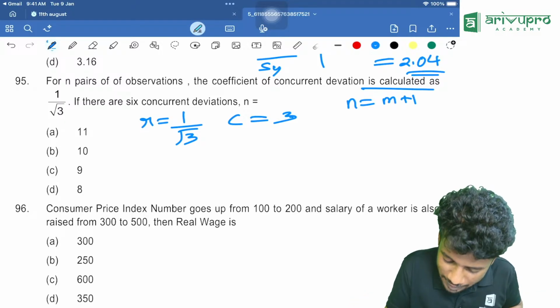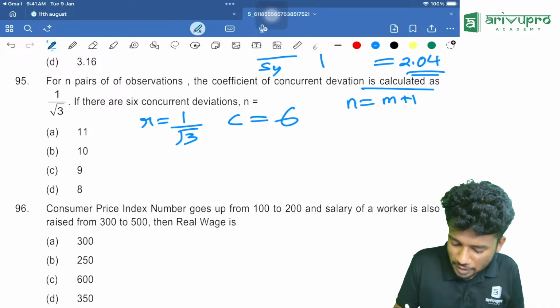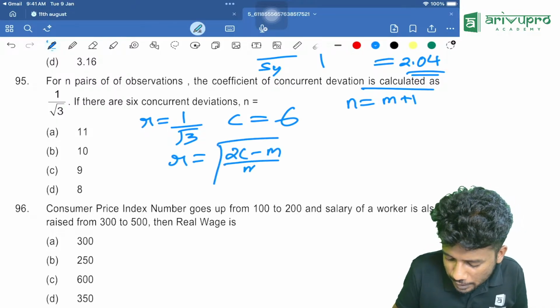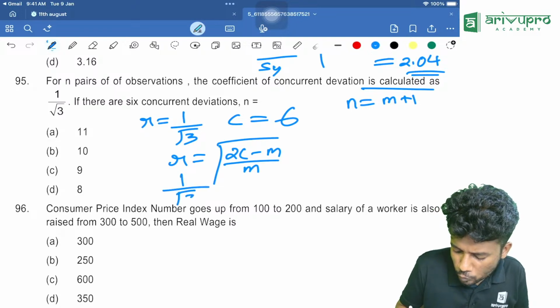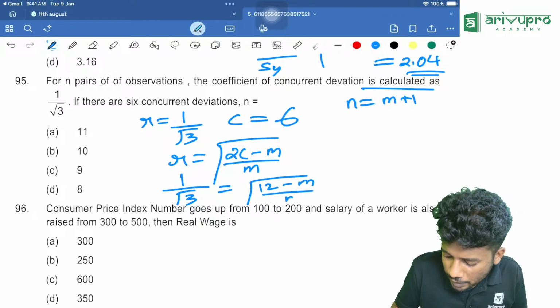Yes, here the c value is not 3, the c value is equal to 6. Okay, we made a mistake. So R is equal to what? Root of 2c minus m divided by m. R is 1 by root 3, which is equal to root of 12 minus m divided by m.